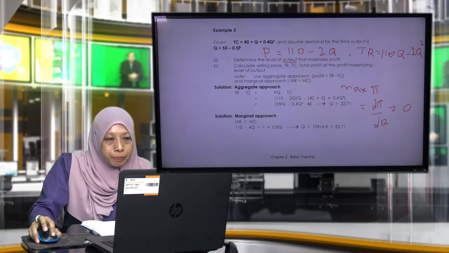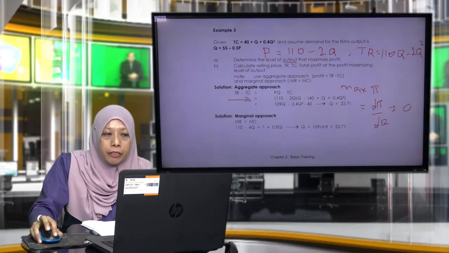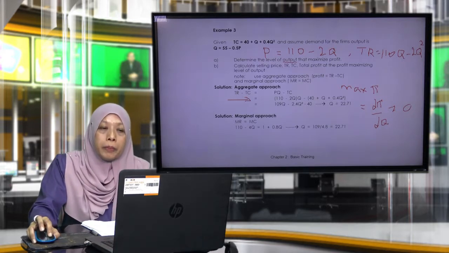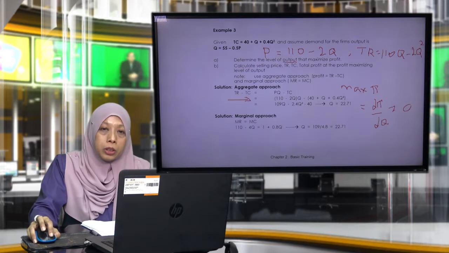This is how you derive your profit function. Once you have your profit function, you want to maximize it. Remember, to maximize the profit function, you have to differentiate the profit function and set it equal to 0. So why don't you try and derive the profit function and see if you are able to get the optimal value to be equal to 22.71.